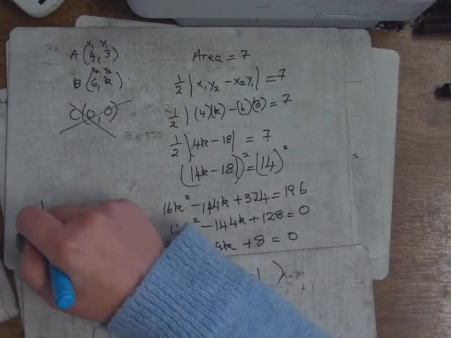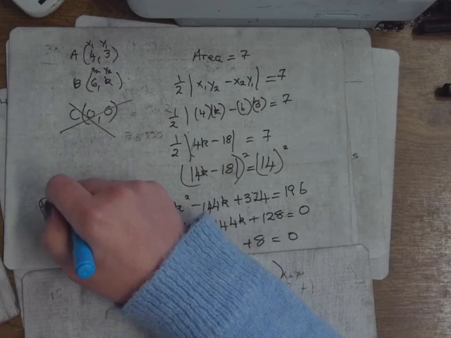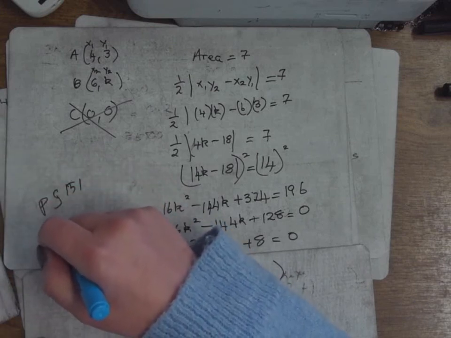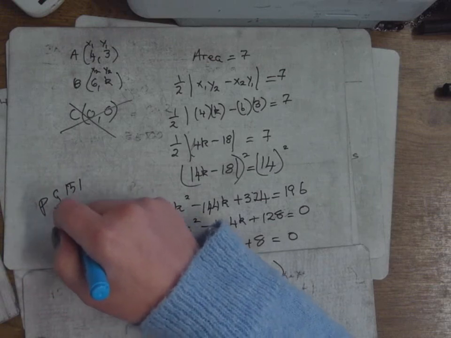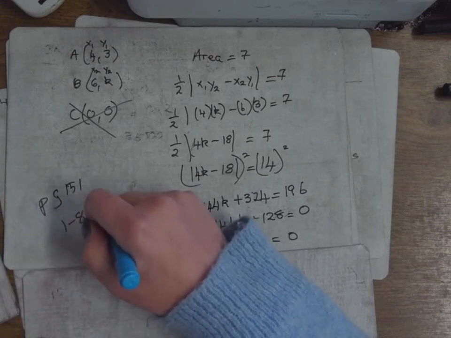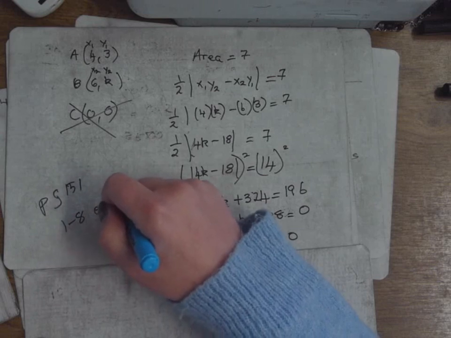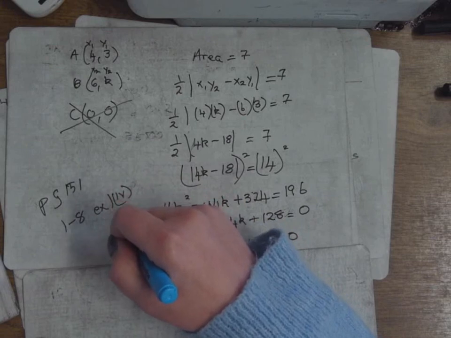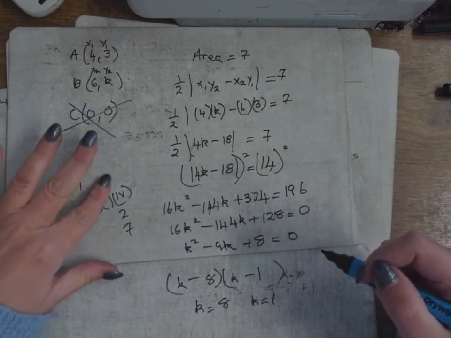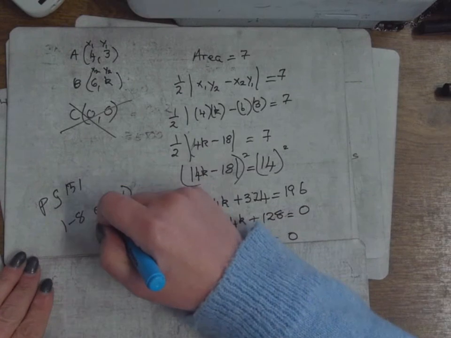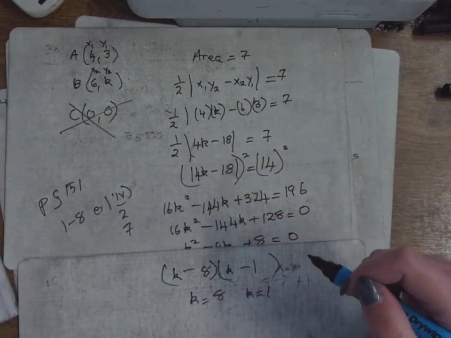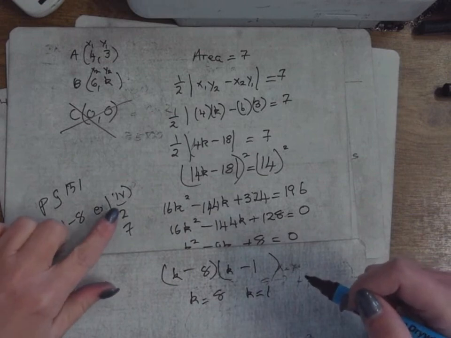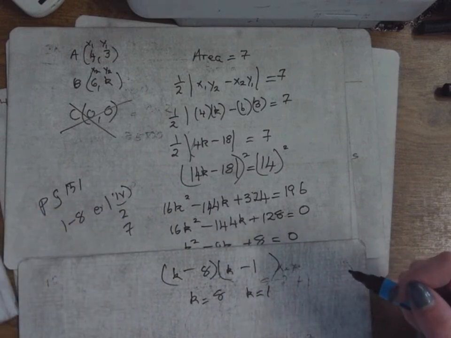Okay, so we're going to do page 151. Let's do 1 to 8, except 1 part 4, number 2 and number 7. It's easier to tell you which ones not to do. So 1 part 4, number 2 and number 7: don't do those ones, do all the other ones. Is that alright? Those are the examples I just did.